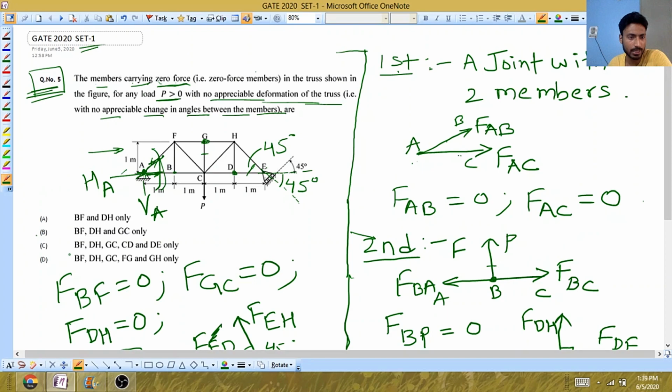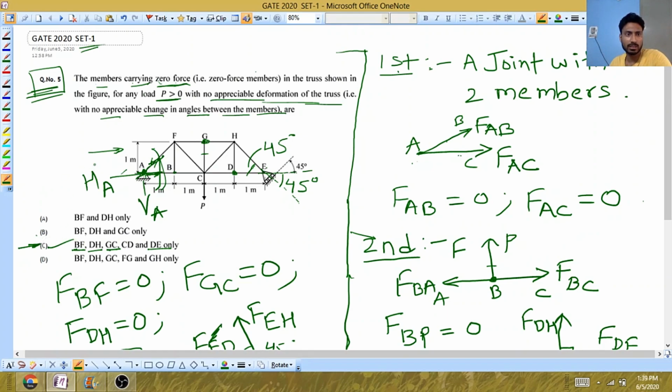So we have observed that BF member is zero, DH member is zero, GC is zero, CD is zero, and DE is also zero. See, these five members are zero force members. Is there anything else? No. Options A, B, D are wrong. Only option C is correct. So this is the answer for this question.